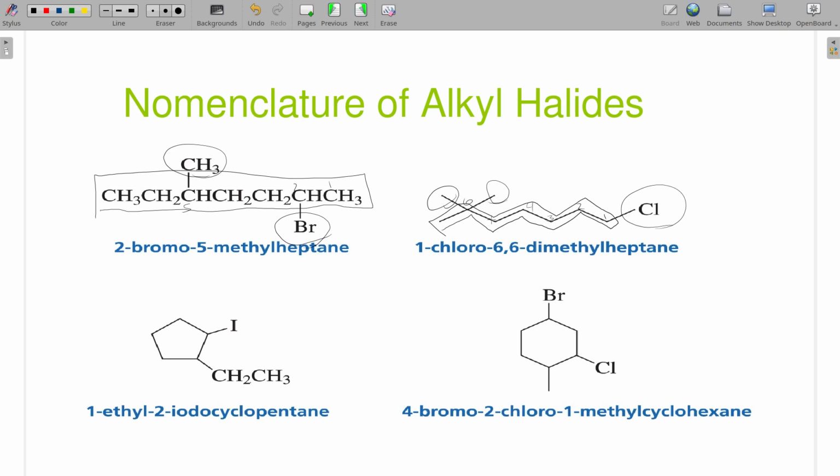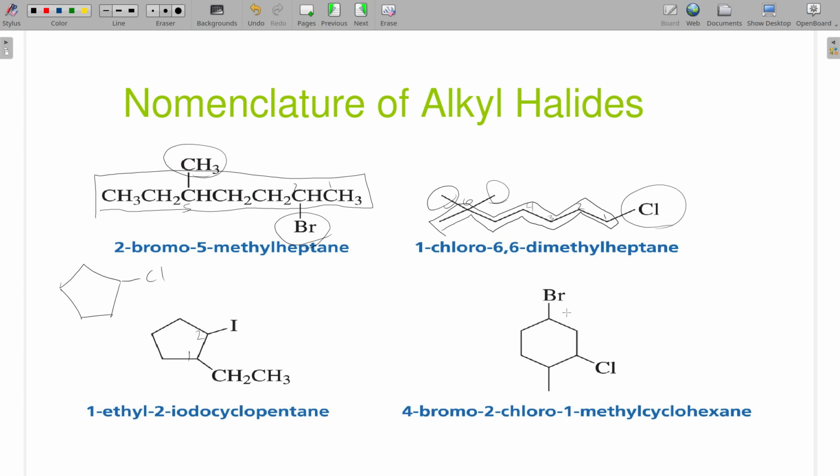5, 6. So 1-chloro-6,6-dimethyl. On our rings, if there was just one, and I don't have an example of that, but if I just had a 5-member ring with a chlorine, we would just call that chlorocyclopentane, no number, because it's one substituent. If there's 2, we're going to number it based on alphabetical order. So ethyl is alphabetically before iodo, so that's the 1 position, that's the 2 position.